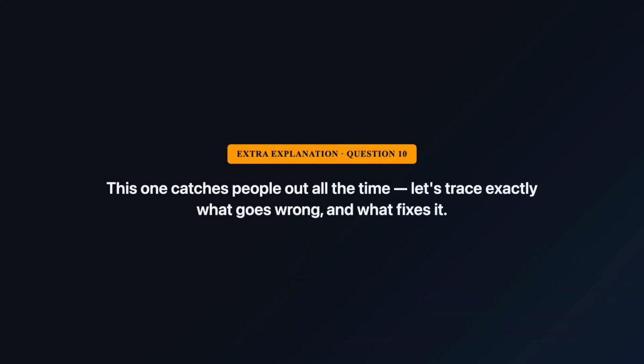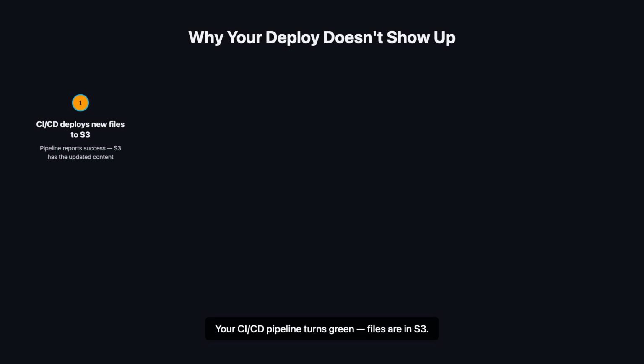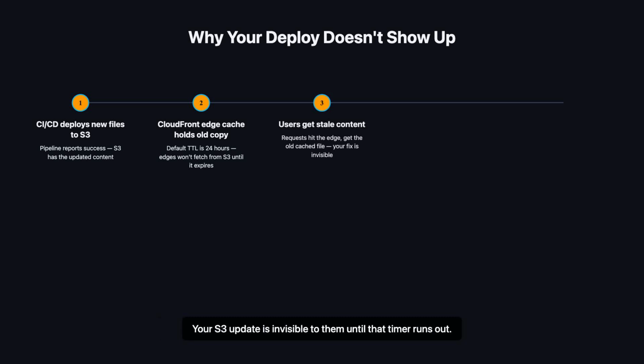This one catches people out all the time. Let's trace exactly what goes wrong and what fixes it. Imagine you ship a bug fix at 9 p.m. Your CI/CD pipeline turns green, files are in S3. Ugh. But users still see the broken page. Here's why. CloudFront caches your files at edge locations for 24 hours by default. Your S3 update is invisible to them until that timer runs out.